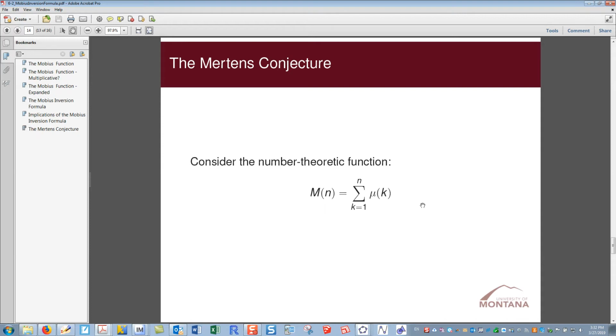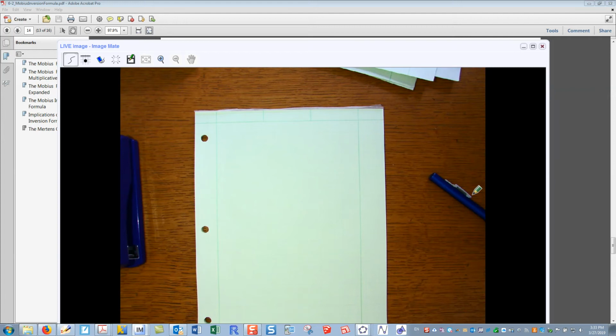Yeah, so here is a number theoretic function that's kind of interesting. This is the Mertens conjecture. It has to do with this number theoretic function. Big M of n is the sum from k equal 1 to n of all of the Mobius mu function values. So maybe we should just take a look at a few examples here. I need to turn on my overhead. Make it bigger here.